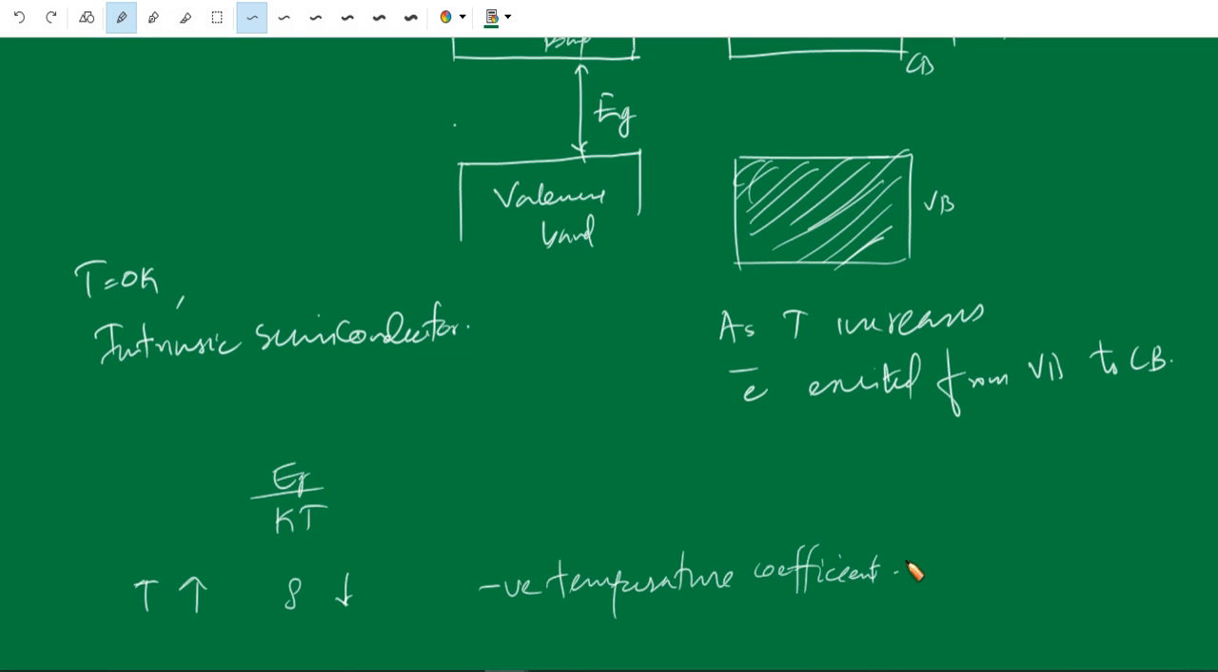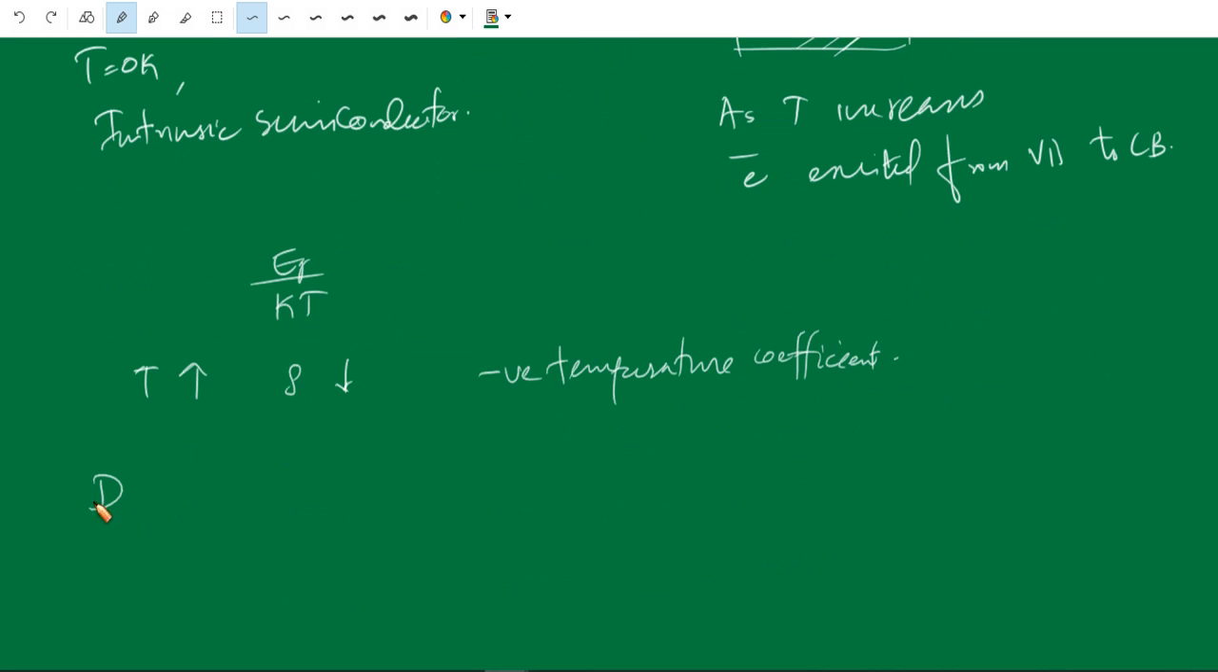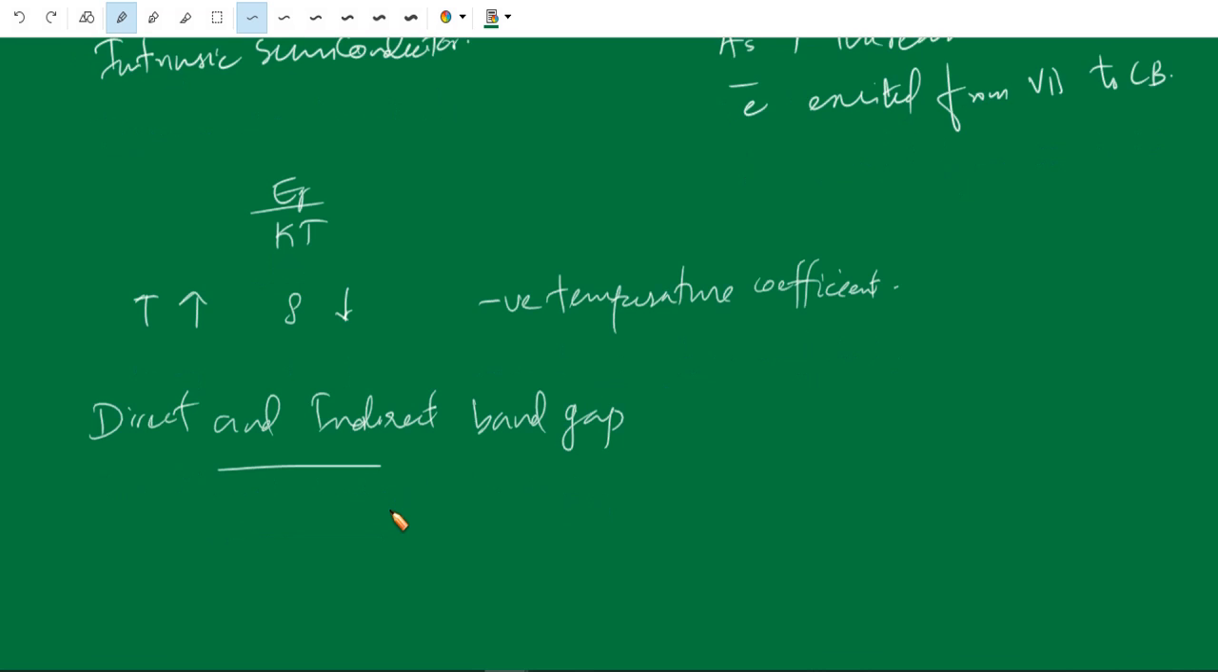Next, we talk about the direct and the indirect band gap. The semiconductor crystals can be classified into two types based on their band gap. Some semiconductors have direct band gap and others have indirect band gap. So what is the difference between these?